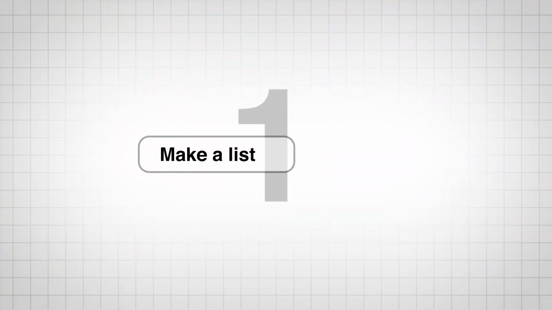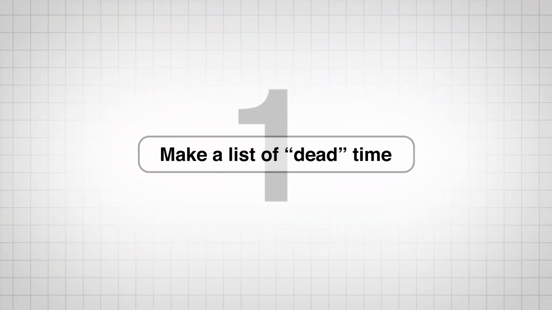Here's how you can do the same in 3 steps. First, make a list of dead time. This is how you are going to reduce your screen time the easy way. What you're going to do is list out all the times you can feasibly go on your phone while doing some other activity. This is your dead time. You don't really enjoy that time, but you still need to fill it.